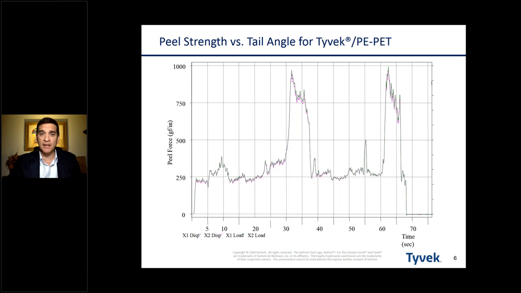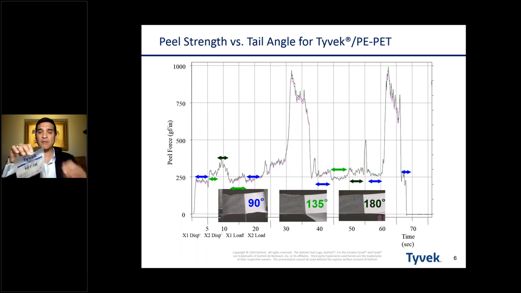Now, here's another example. In this particular case, we're going to take the peel strength for Tyvek with a polyester and polyethylene. As you can see here in the 90 range, if you look at the little picture on the bottom, this here is going to be 90 degrees. If I pull this and keep it at a 90 degree steady state, that's going to be your blue color on the screen. When I start going this way towards the Tyvek itself at 135, that's going to be that lime green color. And then when we go all the way to 180, back against the Tyvek itself, that's going to be the dark green color you see on the screen. So in these orientations, 90, 135, 180, there's a range, but it still stays within a certain given amount of range.